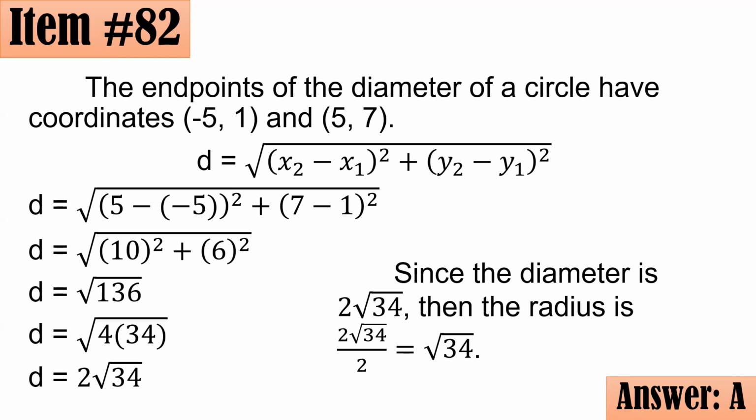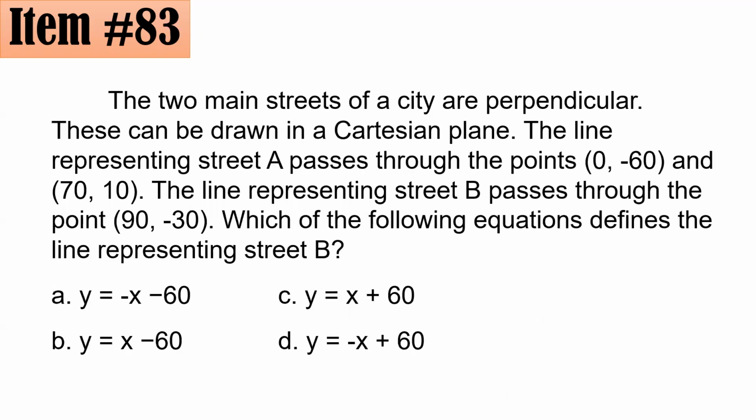Kidding aside po. 83. The two main streets of a city are perpendicular. These can be drawn in a Cartesian plane. The line representing street A passes through the points 0, -60, and 70, 10. The line representing street B passes through the point 90, -30. Which of the following equations defines the line representing street B? Take a look. Did you go for A, B, C, or D?